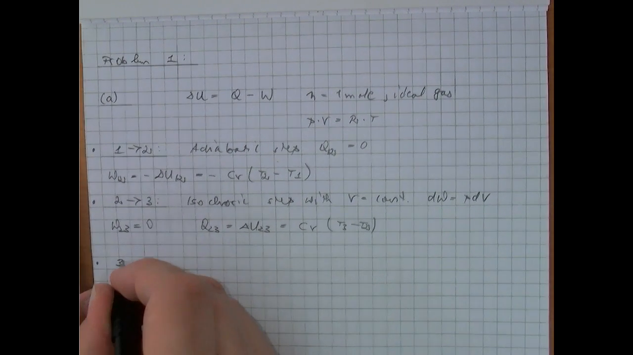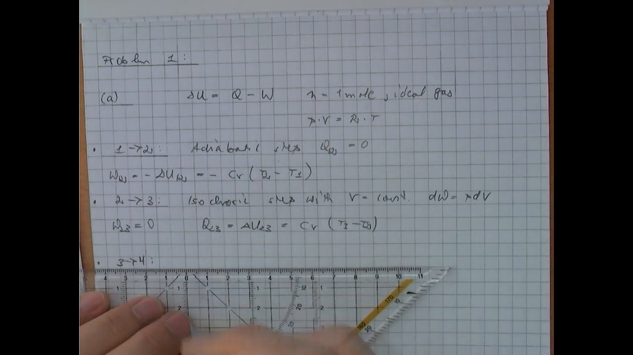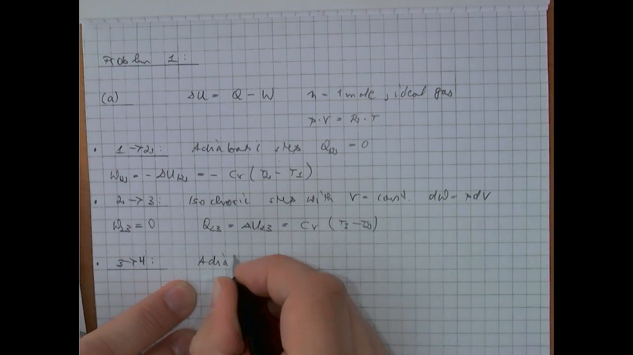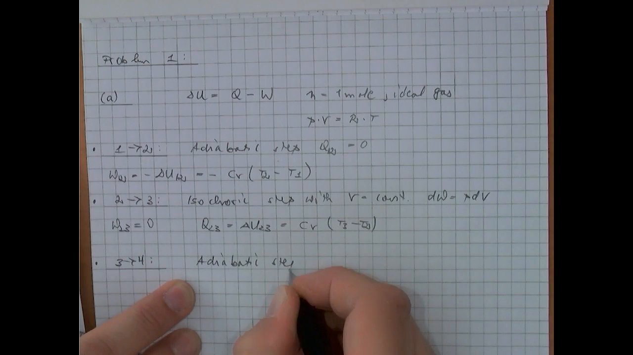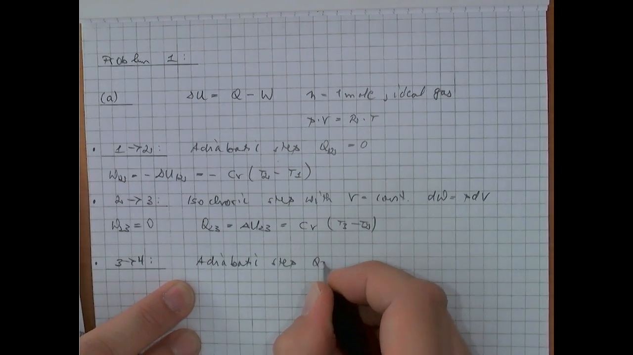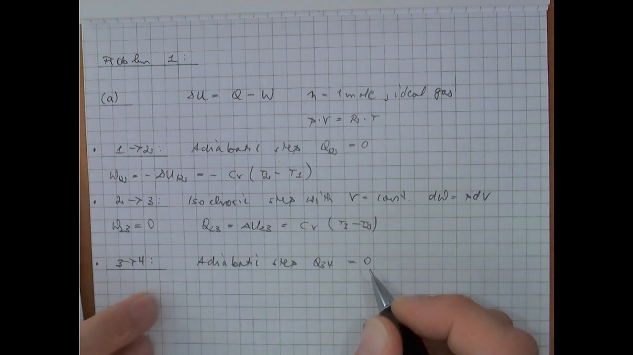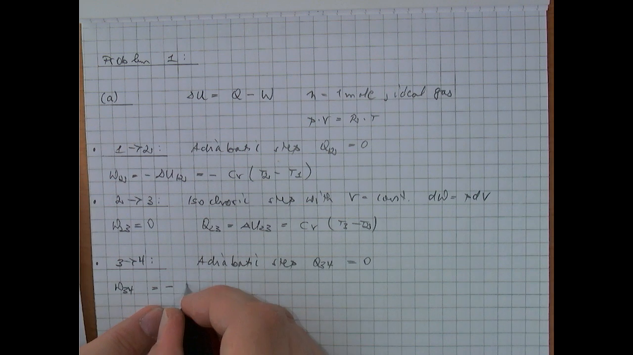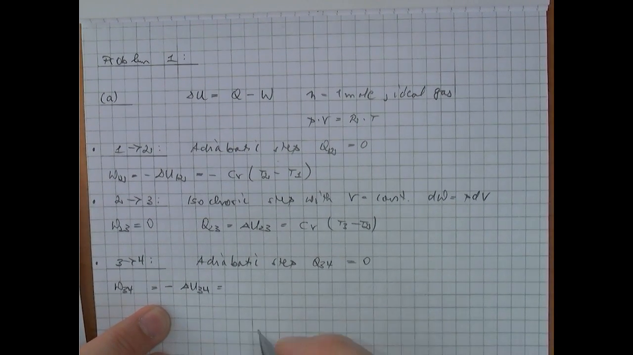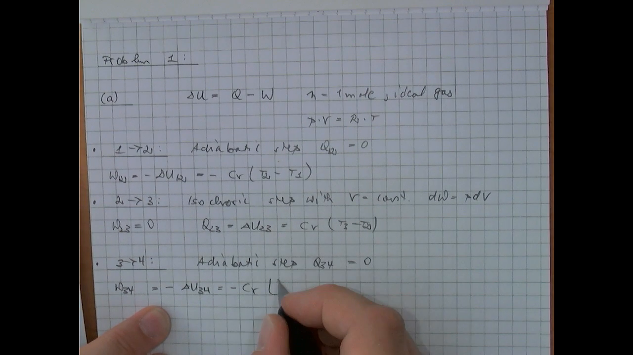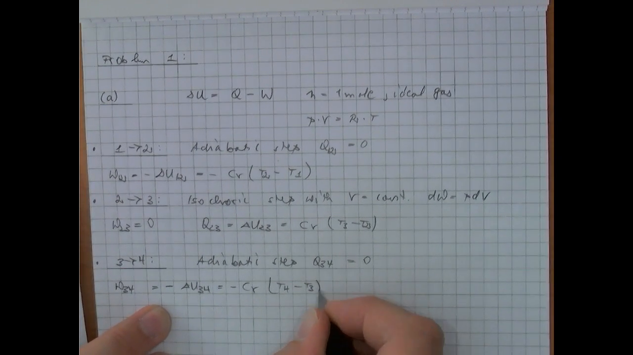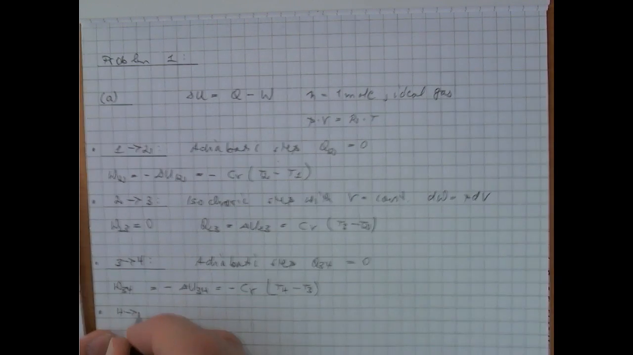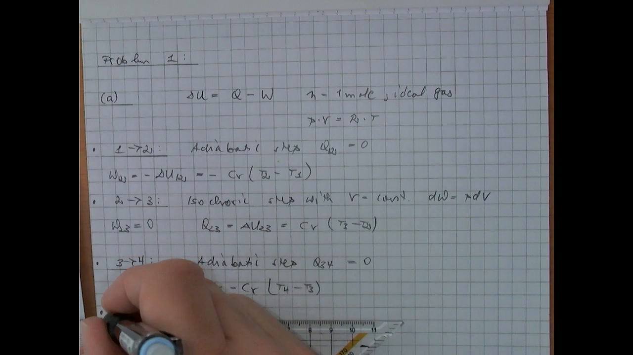Then another adiabatic step, and now it is a repeat of the overall argument, so I can be rather brief here. This is another adiabatic step. Q34 equals 0, so therefore W34 equals minus delta U34 equals minus Cv times (T4 minus T3). And last but not least, 4 to 1, again an isochoric step.